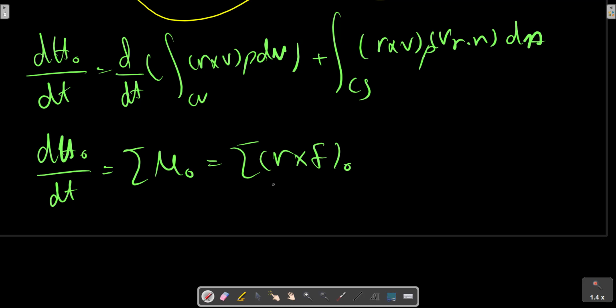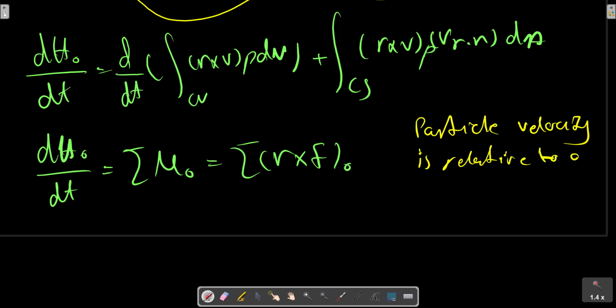Recall, however, that this law, like Newton's law, assumes that the particle velocity V is relative to an inertial coordinate system. So the particle velocity is relative to an inertial coordinate system.